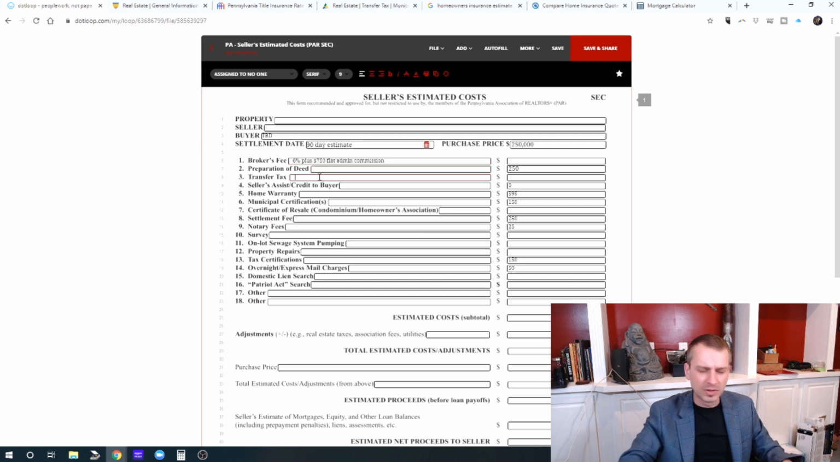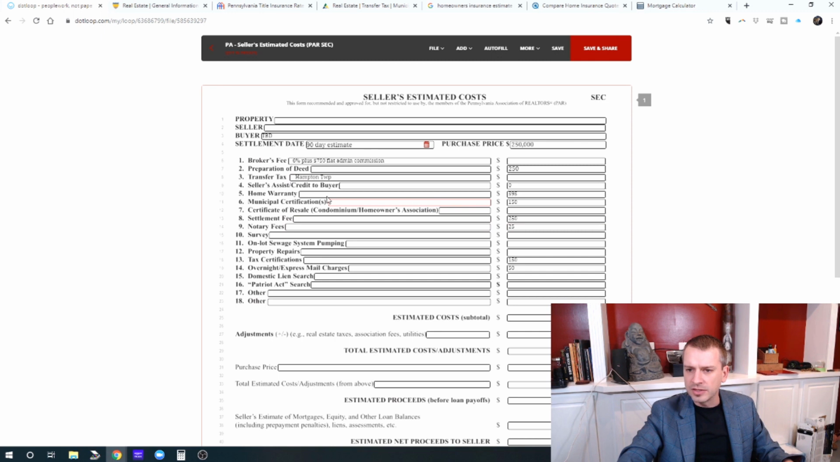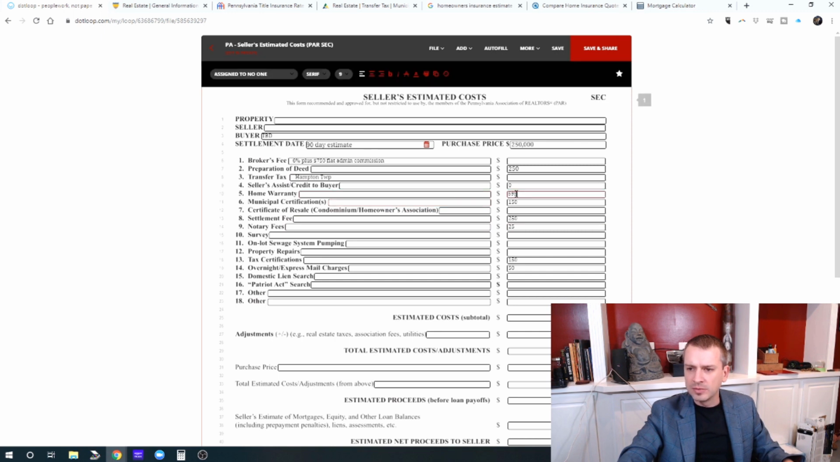Transfer tax, we're going to say City of Pittsburgh, and we're going to show you how to find that. Actually, we're going to use a different example today because we used the City of Pittsburgh for the buyer's side. So let's pretend we're closing a property in Hampton Township. All right, so that'll give us a little bit of variation. I've got my home warranty number in here, and we're going to assume these are all our standard costs.